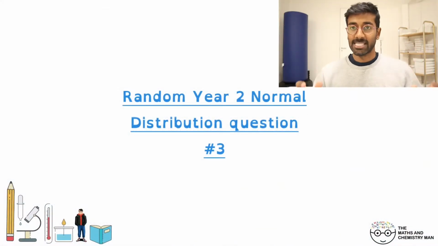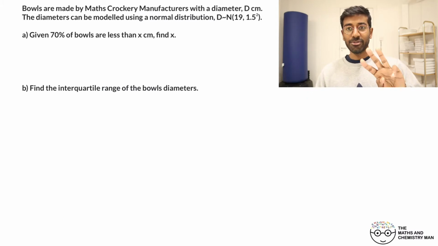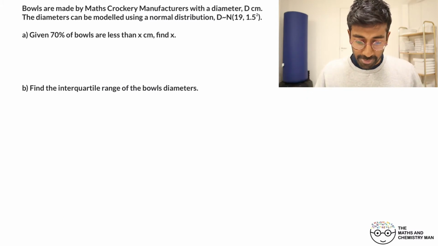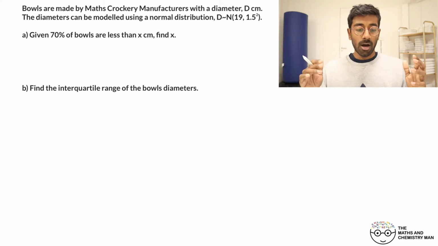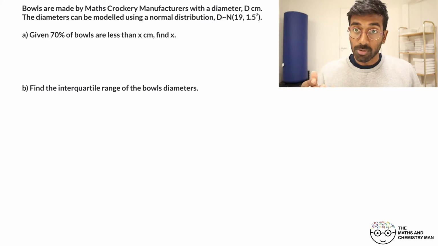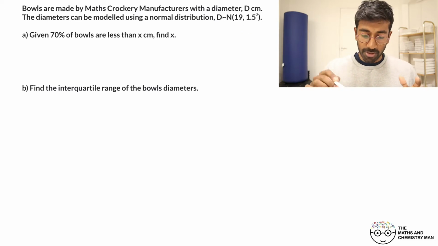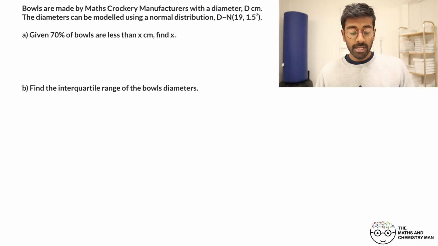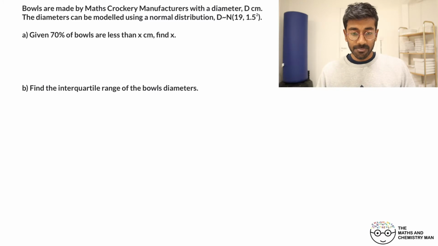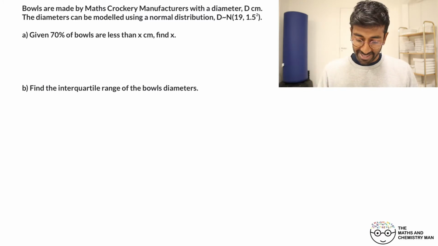Oh yes, we've got more normal distributions, and this is question number 3. So here we go. We've got bowls made by a crockery manufacturer with a diameter of d centimeters. The diameters can be modeled using a normal distribution, and there's our normal distribution there. So we've got a mean of 19 and a standard deviation of 1.5. What we need to do is work out a couple of little problems as seen over there. So get cracking and we'll catch up in a couple of seconds to go through the solutions.